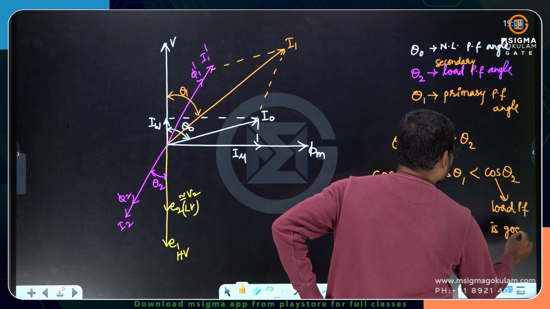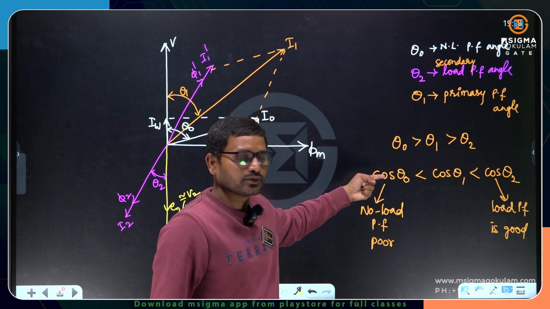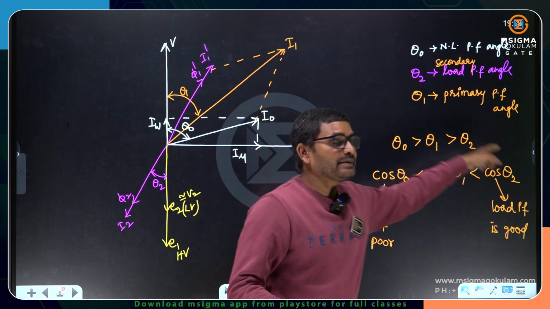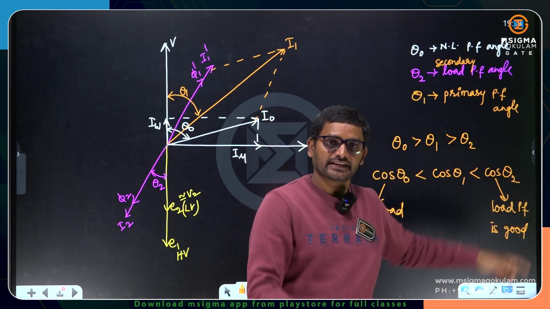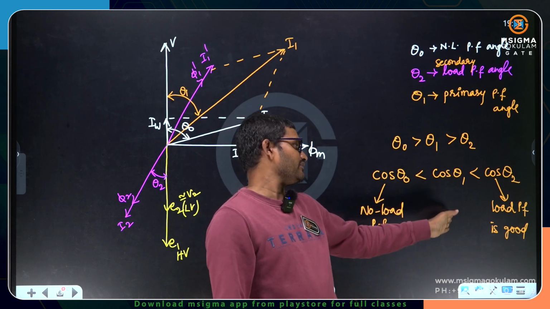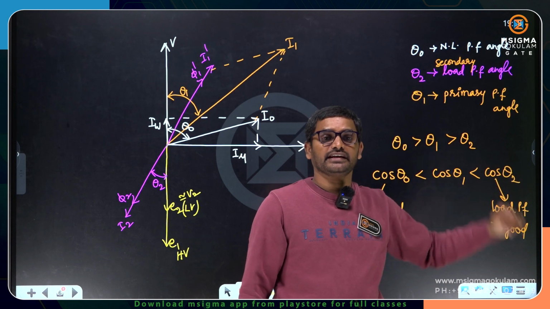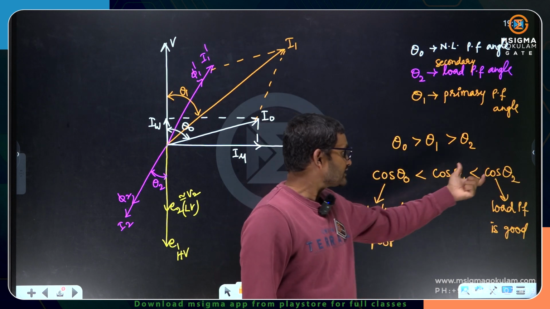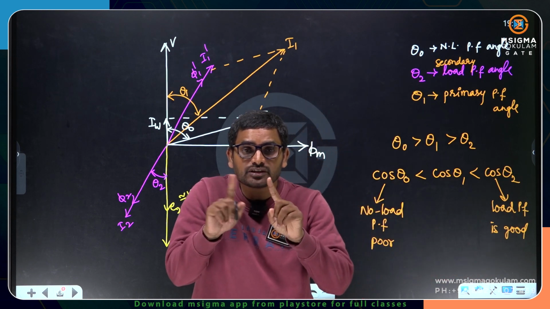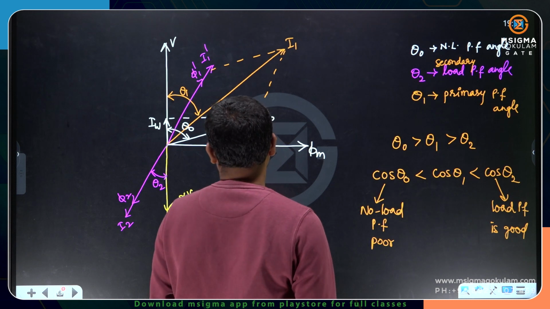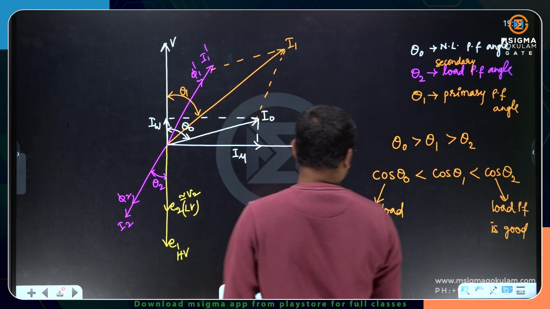Yes or no? If the no load power factor is 0.2, then the primary power factor is maybe 0.4 or 0.5. The secondary power factor will be maybe 0.7 or 0.8, like that. As the power factors are not the same, you cannot take the active powers as equal.